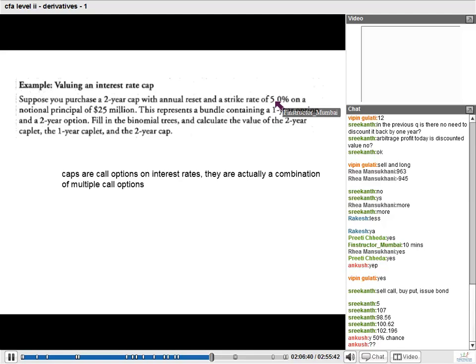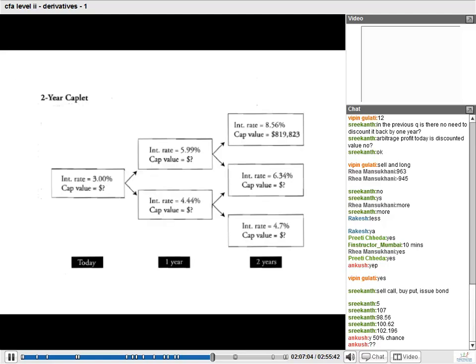If the interest rates are higher than the strike rate, then the buyer of the call will exercise the option and receive a payment. If the interest rates are lower than the strike rate, then the buyer of the option will forfeit the option and just let it go unexercised. The notional is $25 million. Now, this is the other information given.